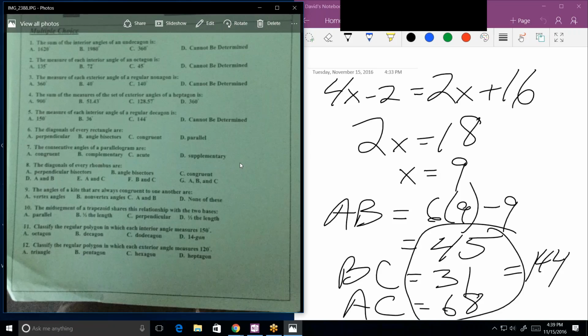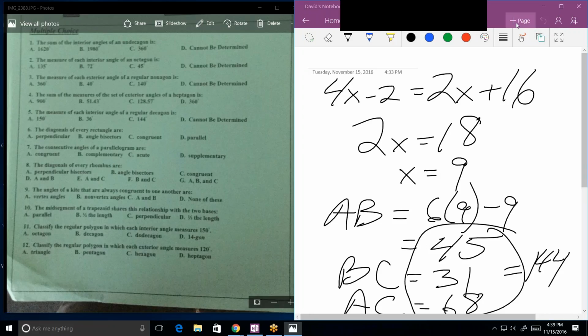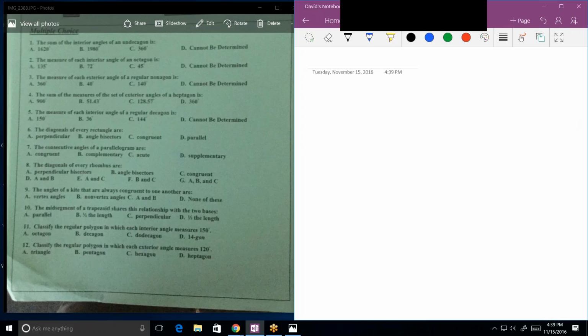So 1,440 divided by 10 is 144. That was easy. Hold on. It's not. 8 times 180 equals 1,440. Okay, I got you. And then divided by 10 equals 144.